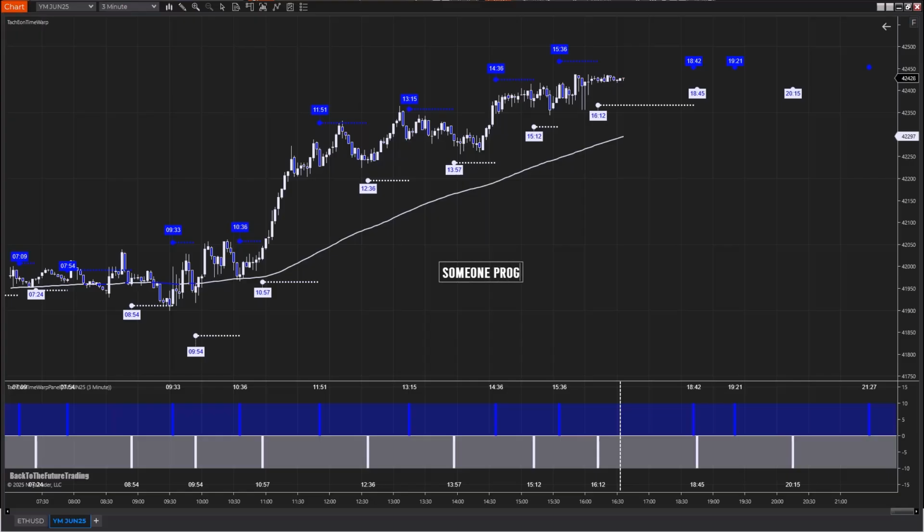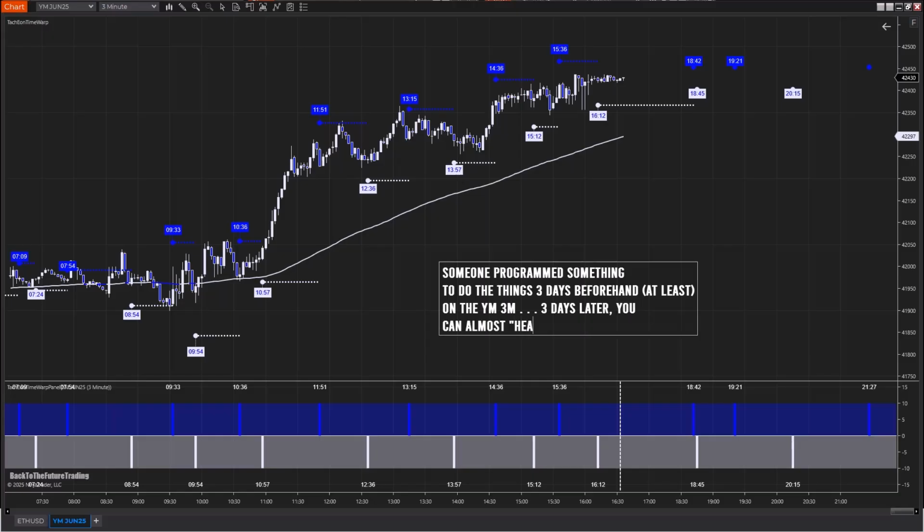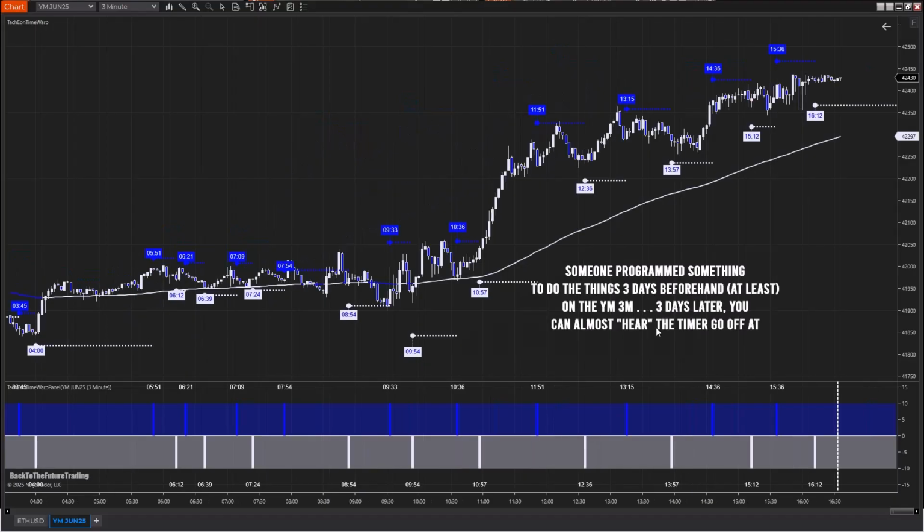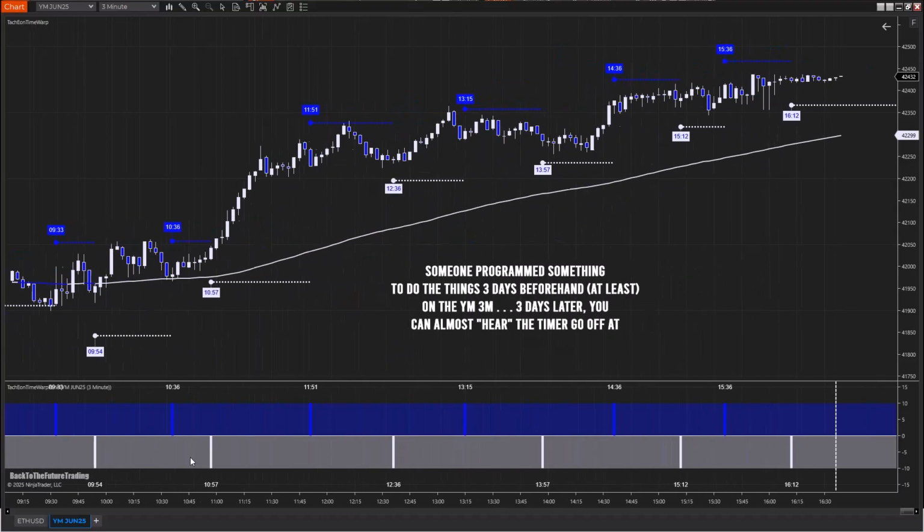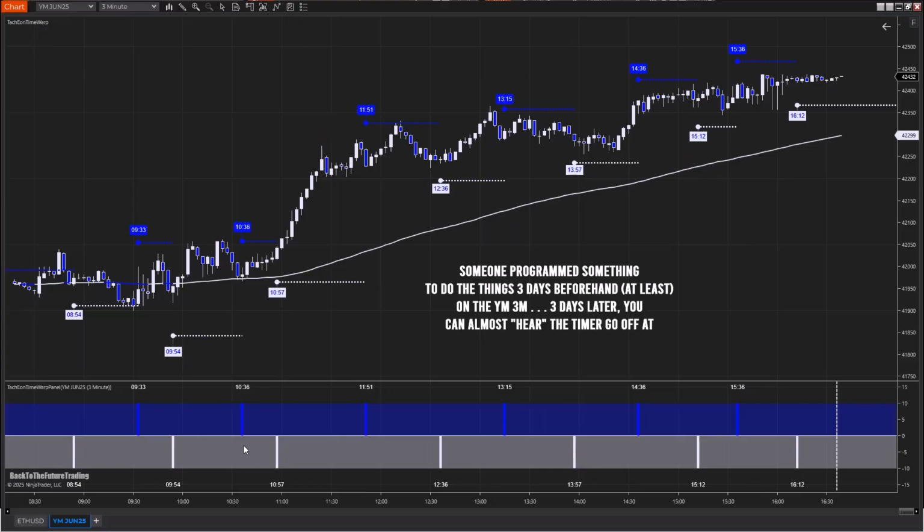Someone programmed something to do the things 3 days beforehand, at least, on the YM 3-minute. 3 days later, you can almost hear the timer go off at each signal, right? Holy cow. It looks like I put the signals in by hand.